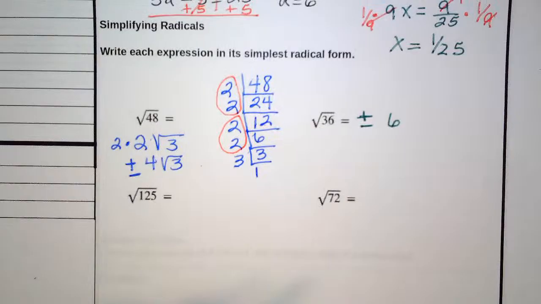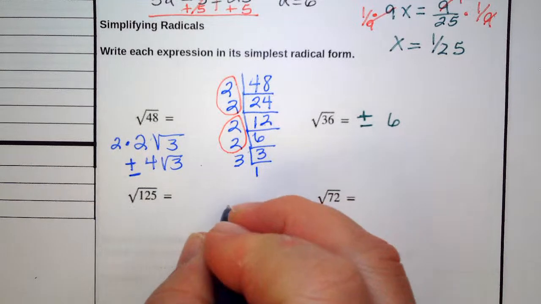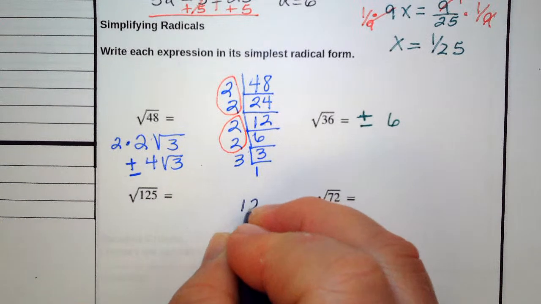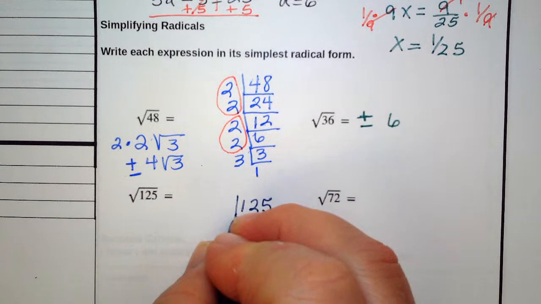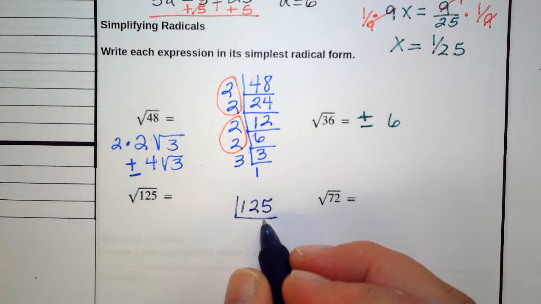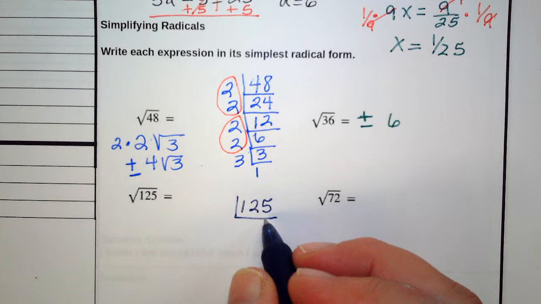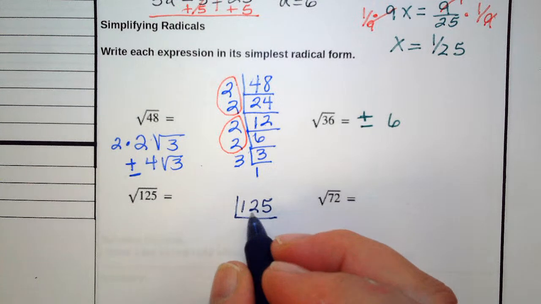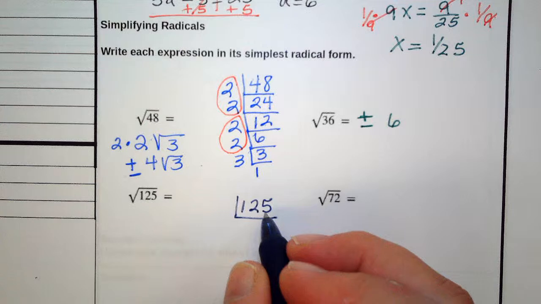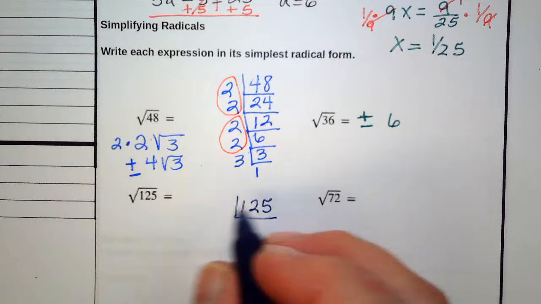Okay, what about the square root of 125? Okay. Do my ladder division. Can I divide 125 by 2? No, it's not an even number. Can I divide it by 3? No. 1 plus 2 is 3. 3 plus 5 is 8. 8 is not divisible by 3. What about 5? 5 would be the next one.